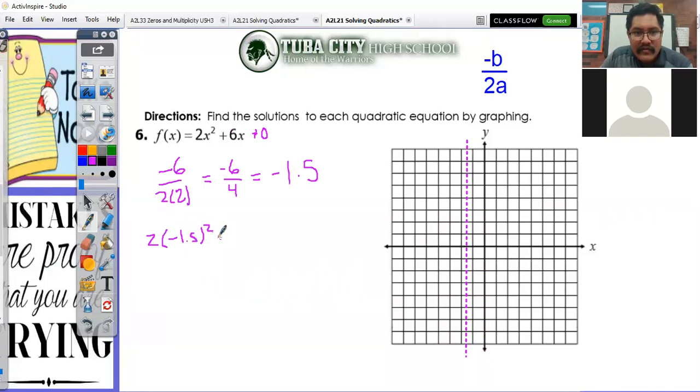Although this one's going to be a bit of a tricky one because I'm going to need a calculator to type in. Okay, so I know it's going to be positive, so 1.5 times 1.5, and that's going to be 2.25 times 2. So that means that this first term is going to be 4.5 plus, and then 6 times 1.5, which is going to be 9. And that means it's going to be 13? No, wait a minute. Okay. Oh, it's supposed to be negative. This is supposed to be a negative.